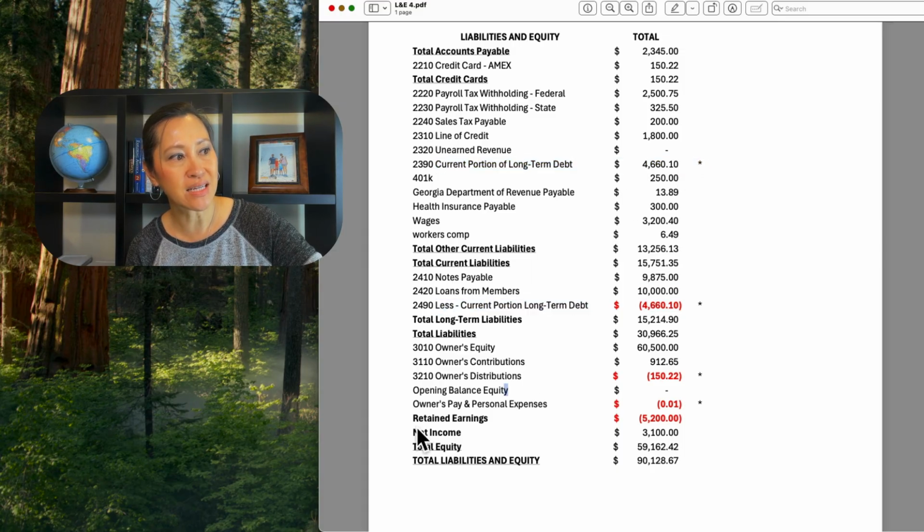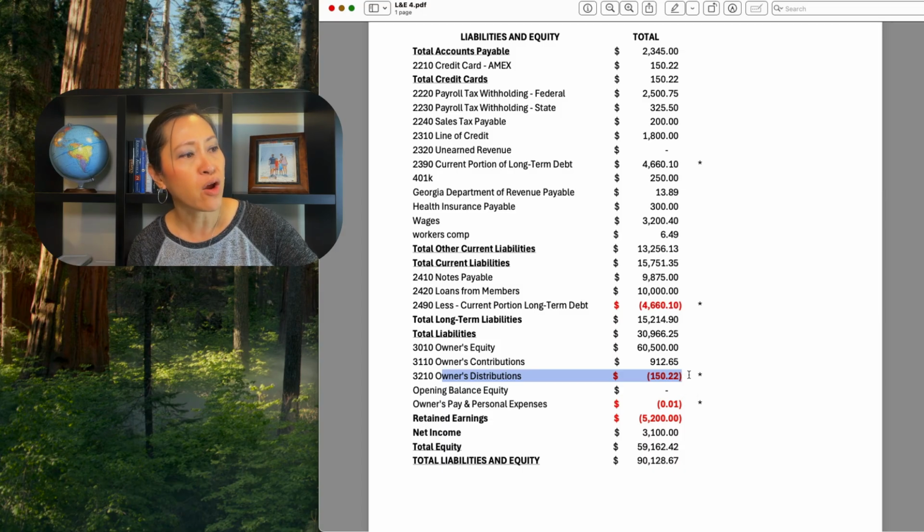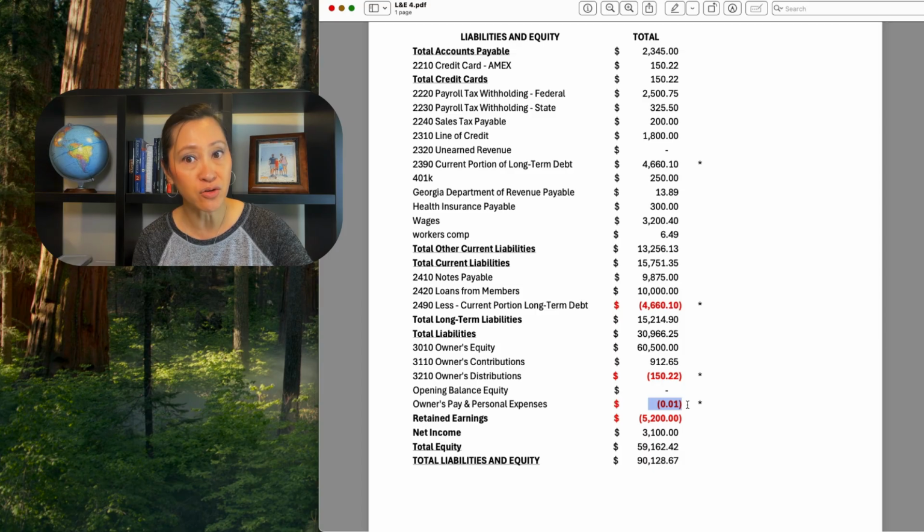Oops, there's a 1 cent negative in owner's pay and personal expenses. This is just QuickBooks default account for owner's distributions. If you've imported your own chart of accounts with proper account numbers, you don't want to be using this default account. It's essentially the same as owner's distributions. We need to figure out where that 1 cent came from. Was it a reconciliation difference, a payroll entry, or something else? Once we trace it, we either move it to the correct account or make the necessary adjustment.